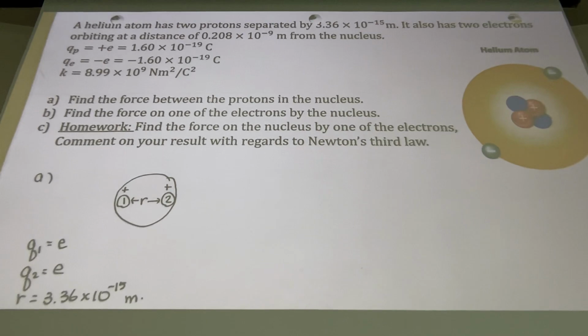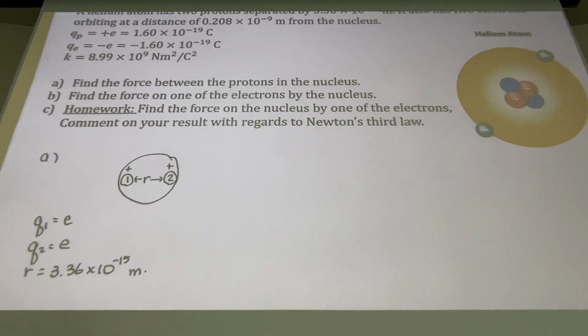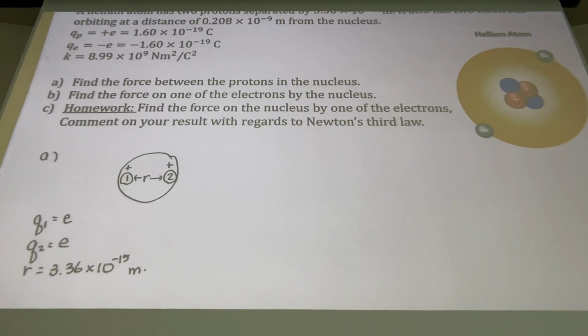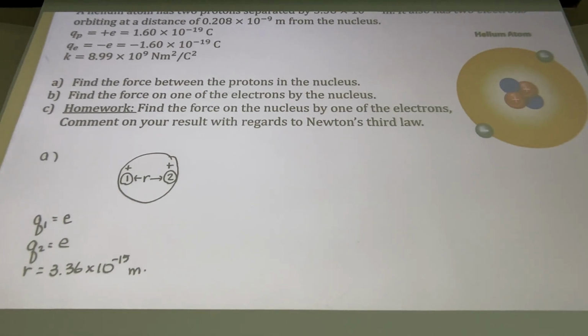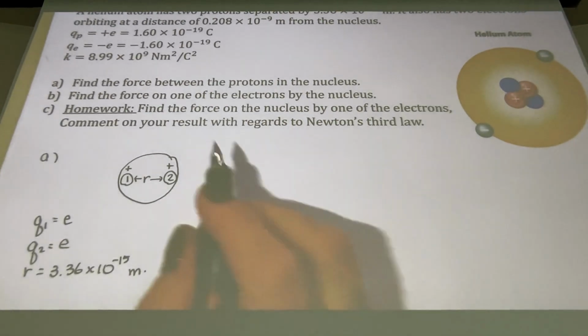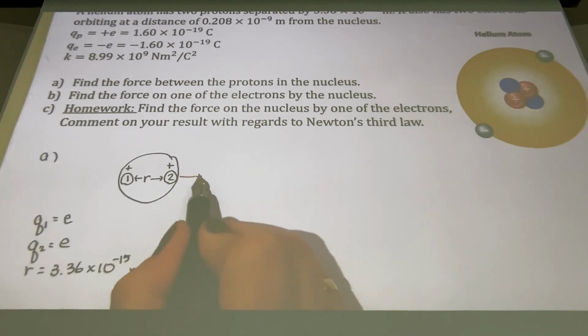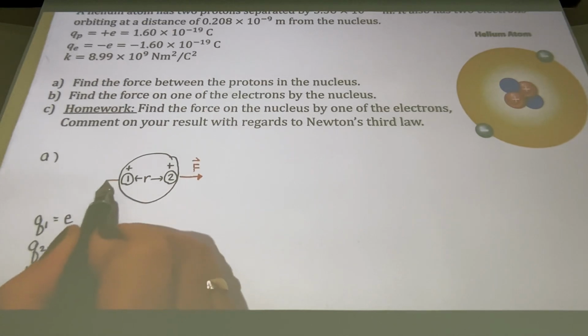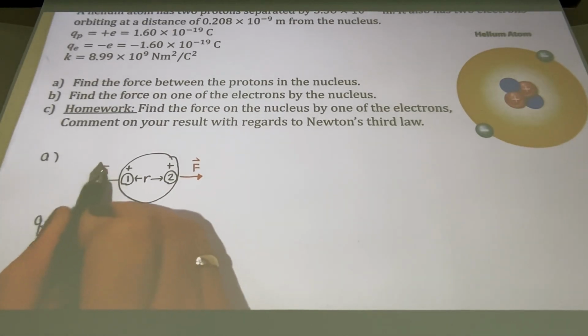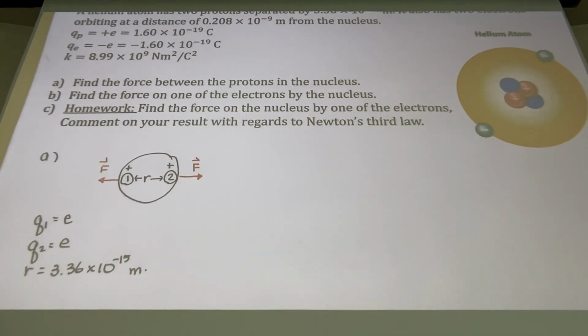So I want to find my force. Right off the bat, before I start doing any math, I'm going to draw the direction of the force. They're 2 positive charges. They're going to repel each other, so the force is going to be away on each of them. So proton 2 is repelled by proton 1. Proton 1 is repelled by proton 2. Okay, so there's the direction of the force. So repulsive or away, whichever way you choose to write it down.